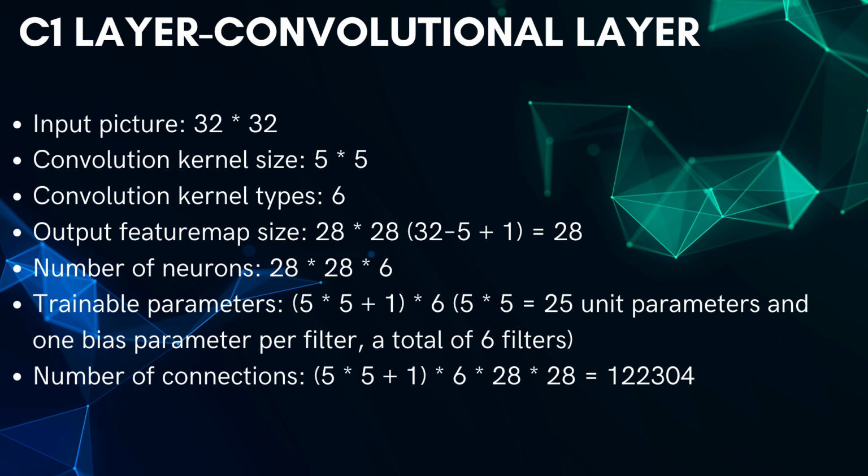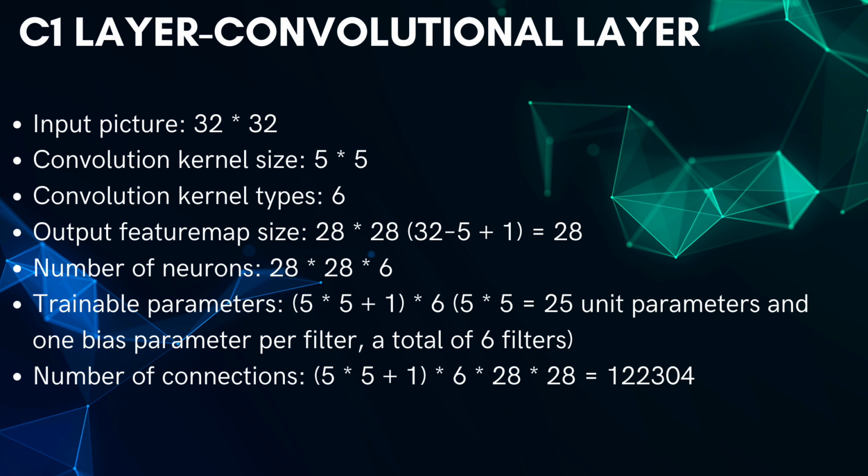But how can we have so many connections while only learning 156 parameters? It's all thanks to weight sharing. The same set of weights is applied across different parts of the input image, making the learning process much more efficient without compromising on performance.